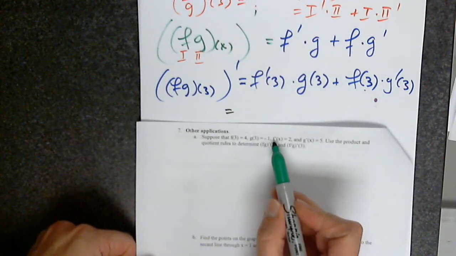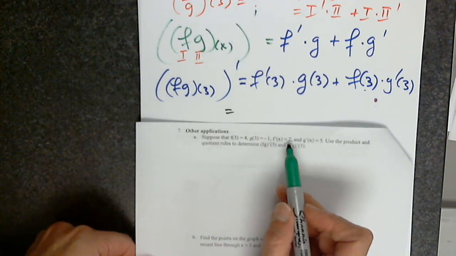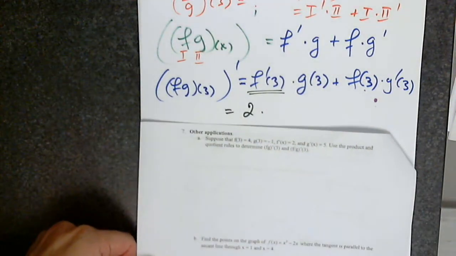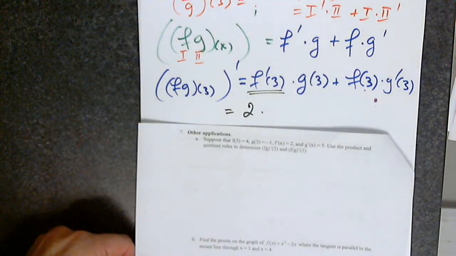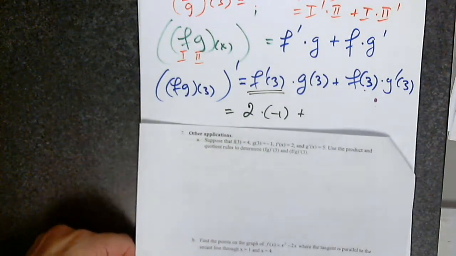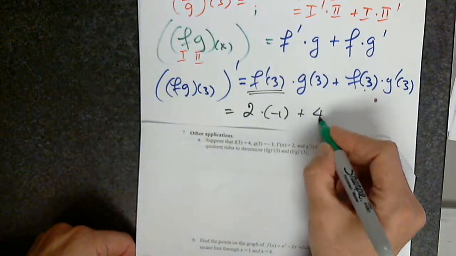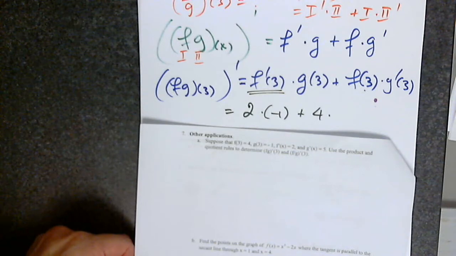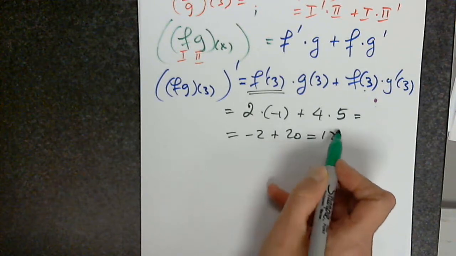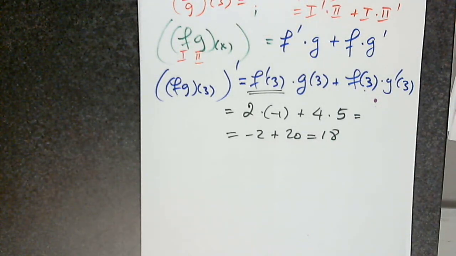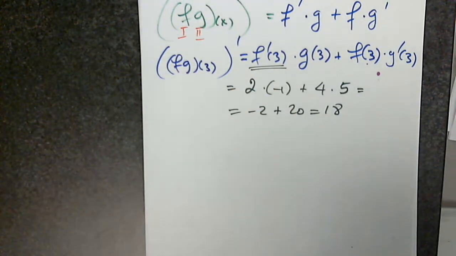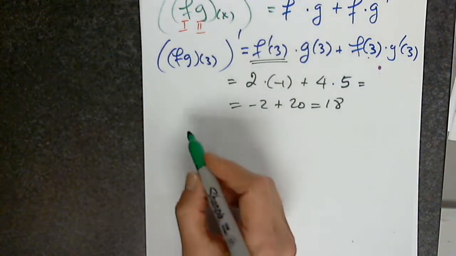I am told f prime of whatever you want is 2. So how much is f prime of 3? Times g of 3, negative 1 right here, plus f of 3 times g prime of 3. Negative 2 plus 20, 18. So the rate of change of this product of two functions at x equals 3 is 18. Moving on.